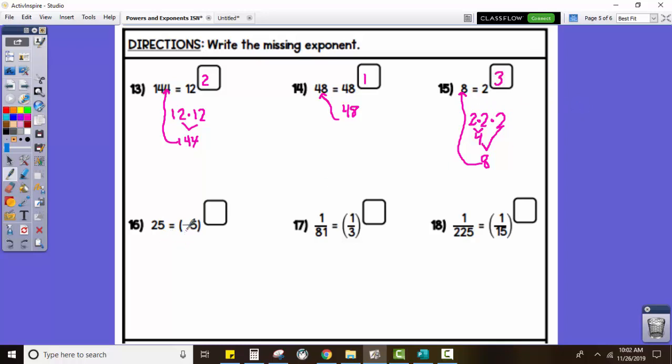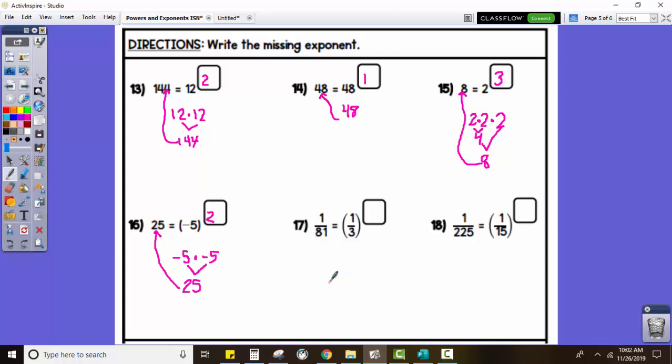Number 16, negative 5 to what power gives me 25? So if I start multiplying negative 5's, well, negative 5 times negative 5, negative times the negative is positive 25. I can see I got the value there. So 1, 2 times, that is my exponent.